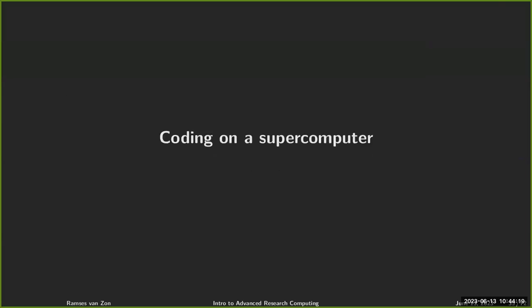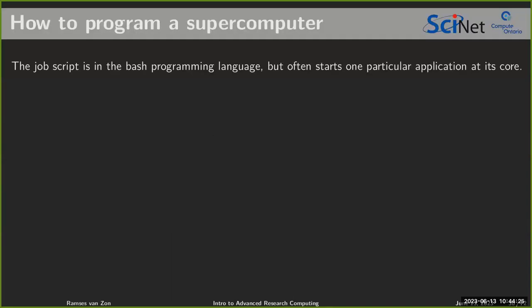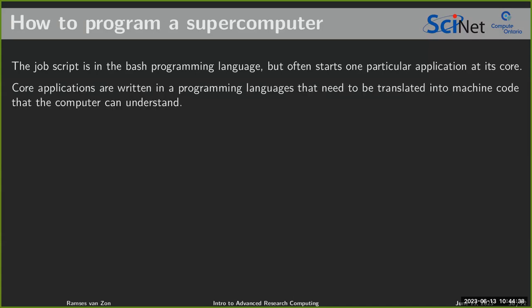Let's talk a little bit about how you program a supercomputer. So the job script is in Bash, and that's because it's Linux, and Linux uses Bash, and it's good, but it's really not a fast language. So there's a particular application that it starts, in this case, called Bond Break, and they're written in other languages, typically.